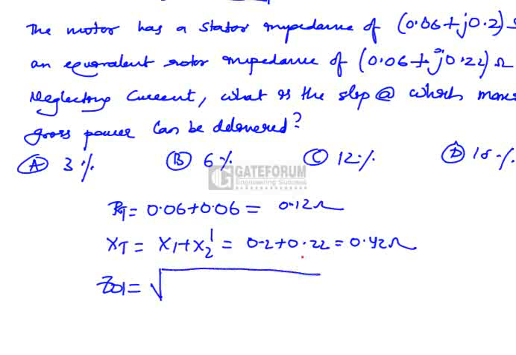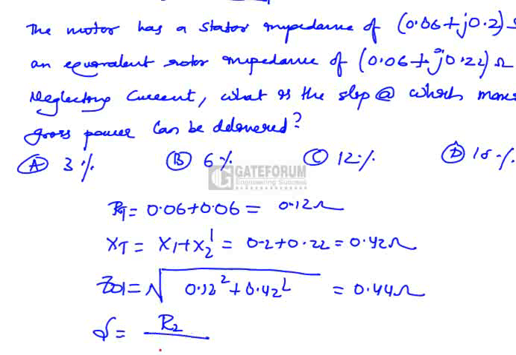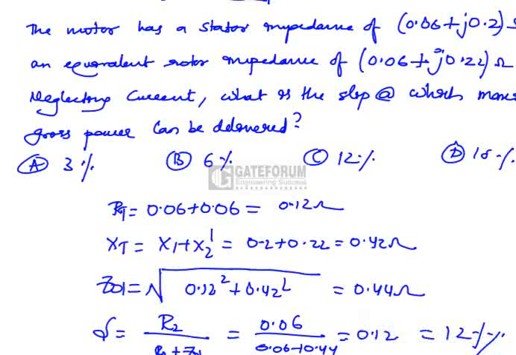So what is the total impedance, that is, rotor referred to stator plus stator winding? It is the square root of 0.12 squared plus 0.42 squared, which is equal to 0.44 ohms. Now, what is the slip at which maximum gross power can be delivered? This is given as R2 by (R2 plus Z01). What is the value of R2? 0.06 over (0.06 plus 0.06 plus 0.44)... this is equal to 0.12, which is 12%. So option C is the correct answer.